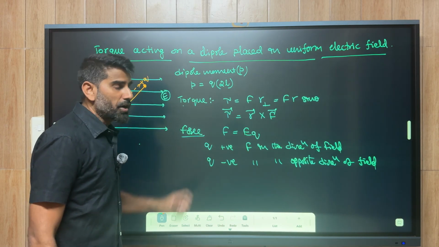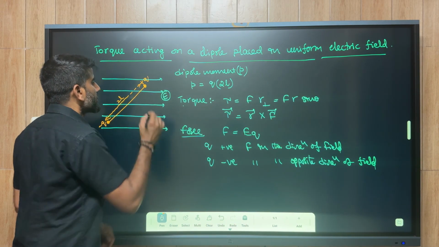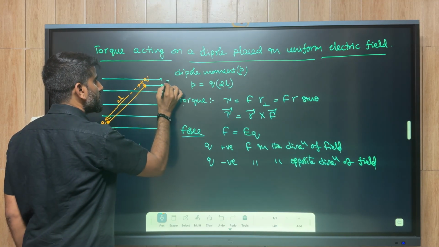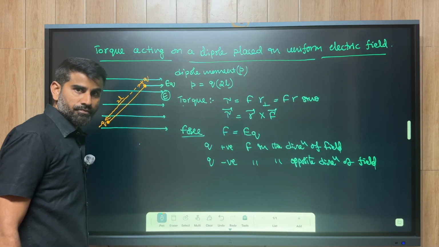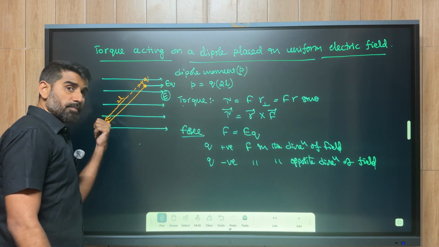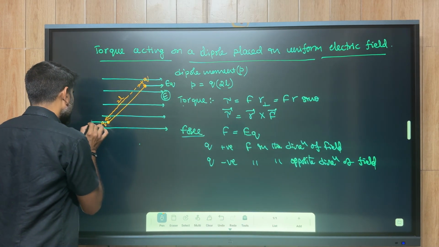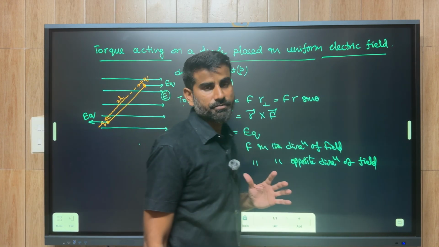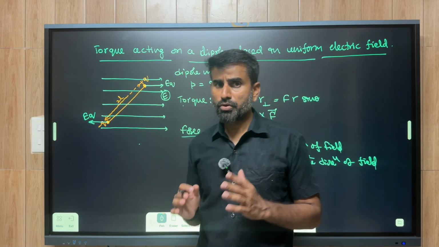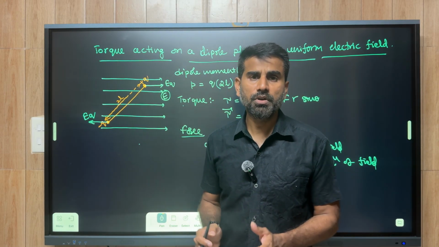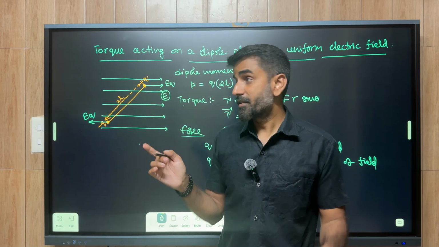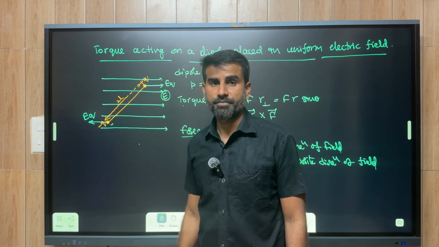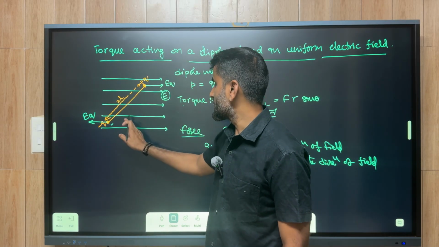By looking at these two points, we can conclude that the force on this plus Q is in this direction, EQ. Now the force on this minus Q will be in this direction, EQ again. Hope my point is clear. There are two forces of equal magnitude acting in opposite directions, and these two forces are acting at two different locations, as you can see.